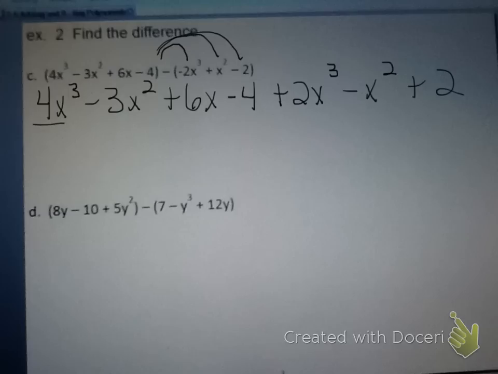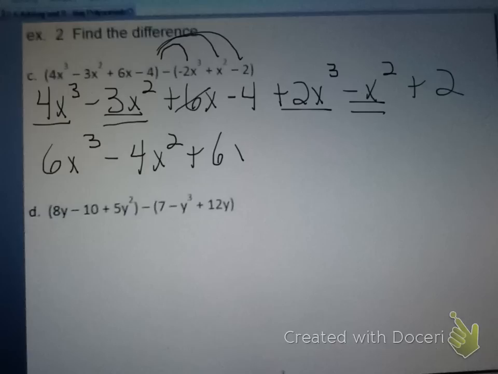Combine like terms. 4x cubed plus 2x cubed is 6x cubed. Negative 3x squared and a negative 1x squared is a negative 4x squared. Bring down the plus 6x. We don't have anything to combine that with. What's left over? Negative 4 plus 2 is a negative 2.